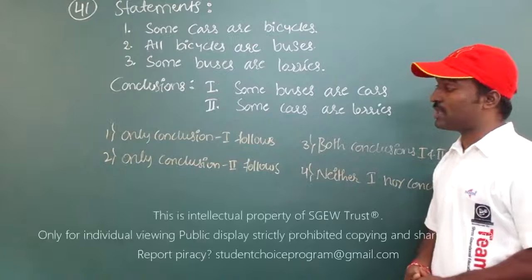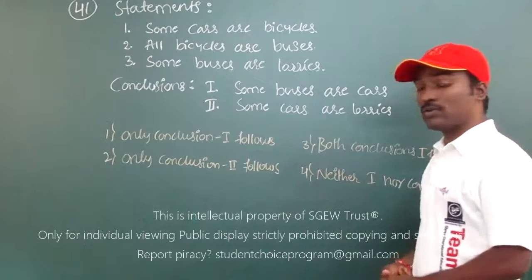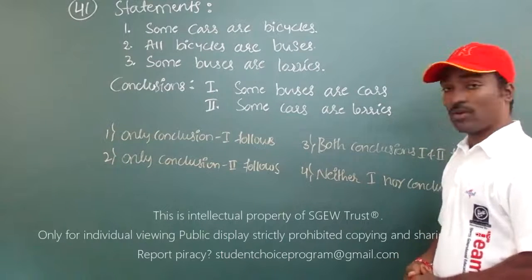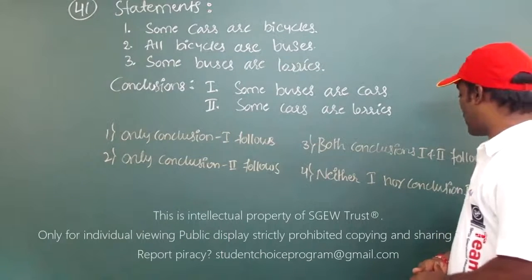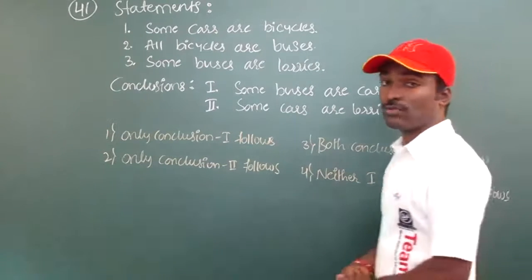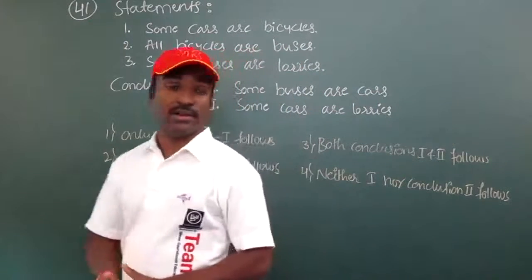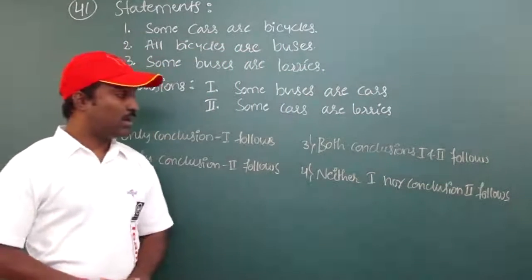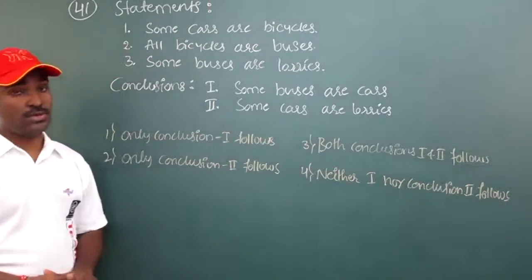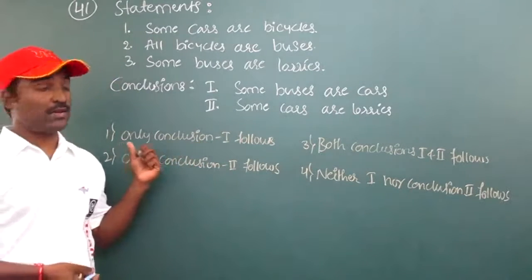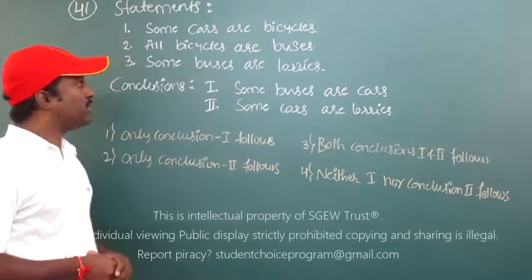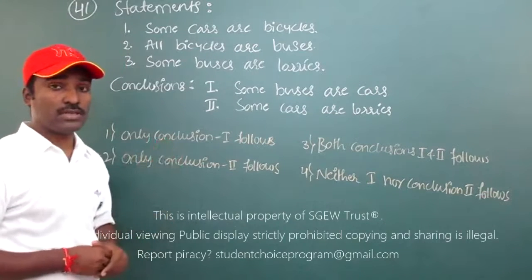And the four options are, only conclusion 1 follows, only conclusion 2 follows is the second option, the third option is both conclusions 1 and 2 follow, and the last, fourth option is, neither conclusion 1 nor conclusion 2 follows. So to solve such type of problems, you have to draw the Venn diagram. Okay friends, now I will draw the Venn diagram for these given statements.